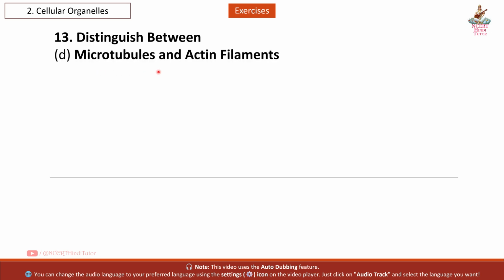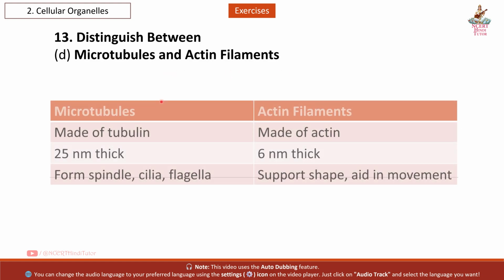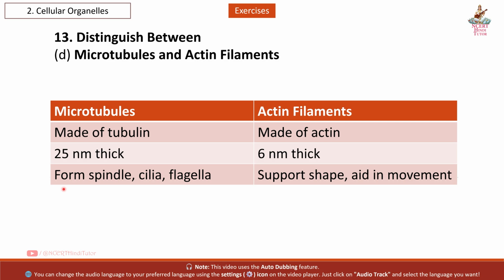D. Microtubules and actin filaments. Microtubules made of tubulin, actin filaments made of actin. Microtubules 25 nanometer thick, actin filaments 6 nanometer thick. Microtubules form spindle, cilia, flagella. Actin filaments support shape, aid in movement.